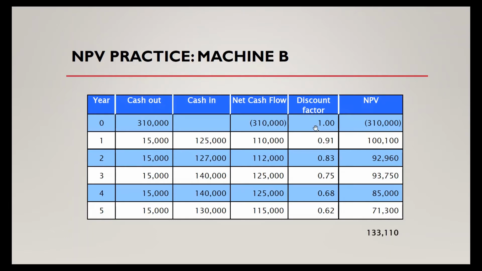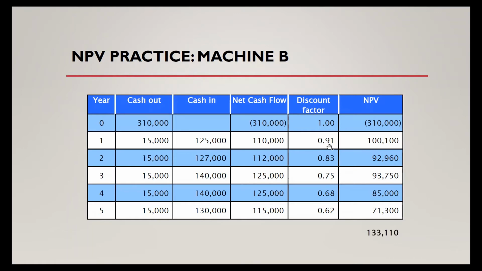So our initial investment of 310,000 remains 100% of the 310,000. So 100%, another way of writing it, is equal to 1. For the discounting factor of year 1, it is this 100%, or the number 1 here, divided by 1 plus the interest rate, which is 10%. So 1 divided by 1.1, you will get 0.91.